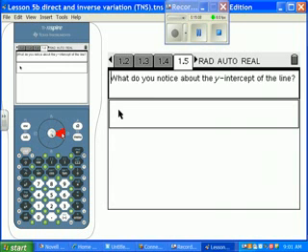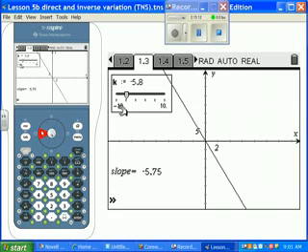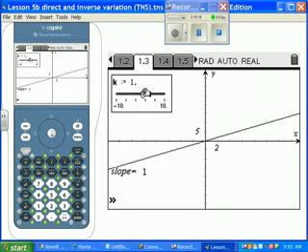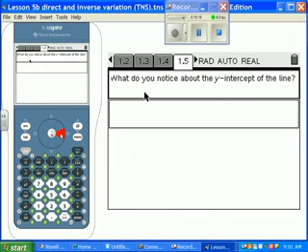What do you notice about the y-intercept of the line? Does the y-intercept ever change? No. Okay, so what do we notice about the y-intercept of the line? The y-intercept stays the same, or the y-intercept is always 0. So I would put in always 0.